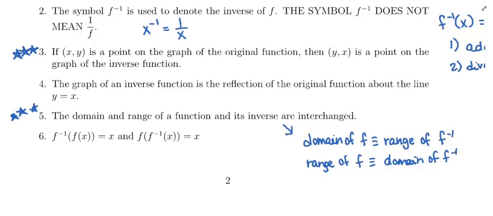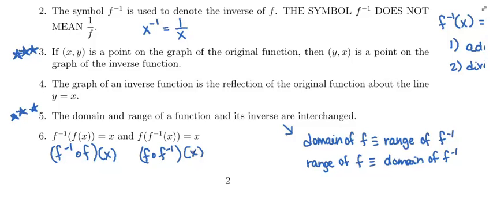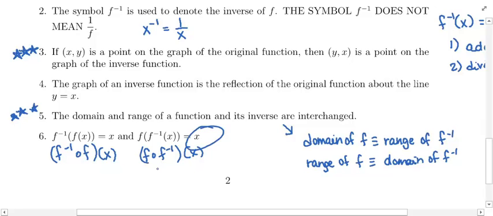So f inverse composed with f. If I'm looking at this statement, this is f inverse of f of x. So f inverse is the outside function and f is the inside function. If you do the composition in that direction, and then also do it in the other direction, f of f inverse of x, now f is on the outside and f inverse is on the inside. If you do the composition in both directions, you're going to get the same thing, namely x. It will simplify to be x.